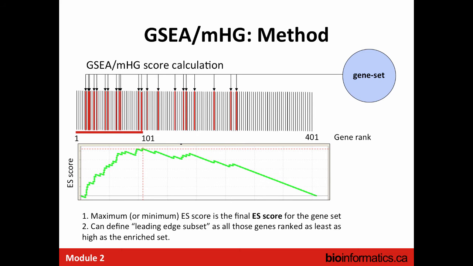What if I reverse the order, right? So what if all the black lines came first and then the red lines came? So there'd be reds at the end of the list rather than at the beginning of the list. Can anyone tell me what this ES score plot would look like?